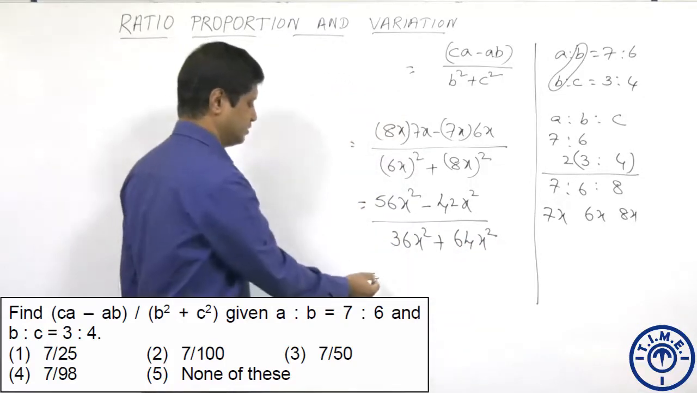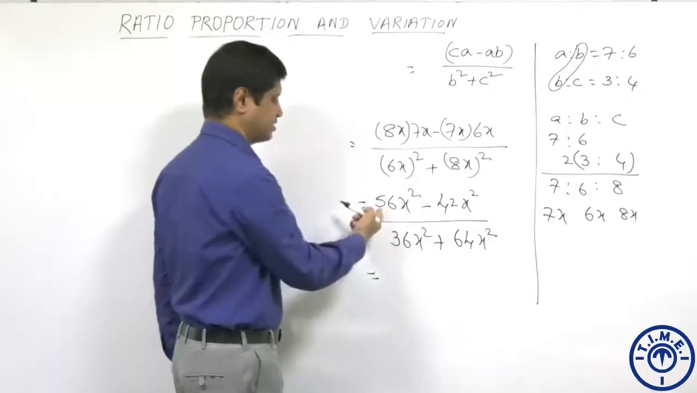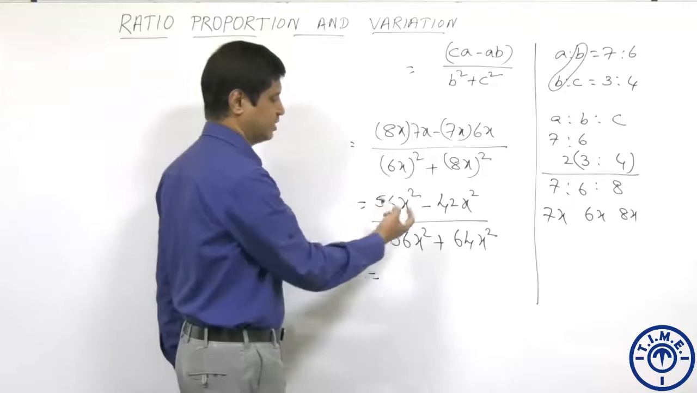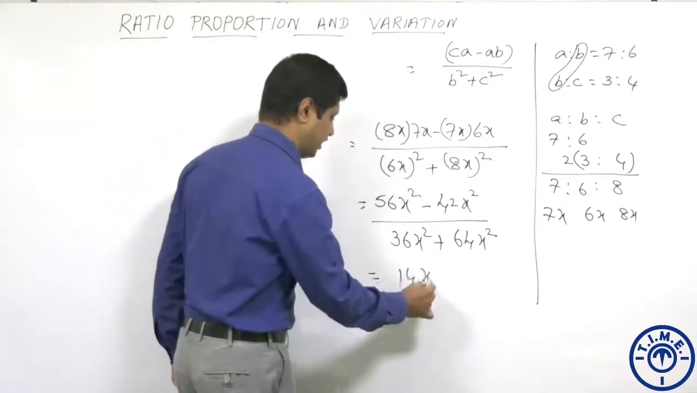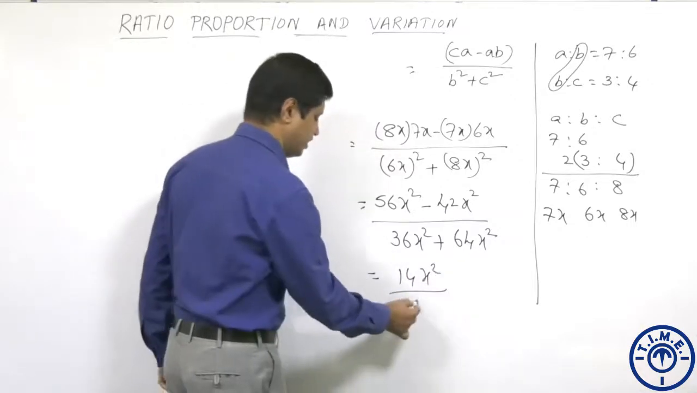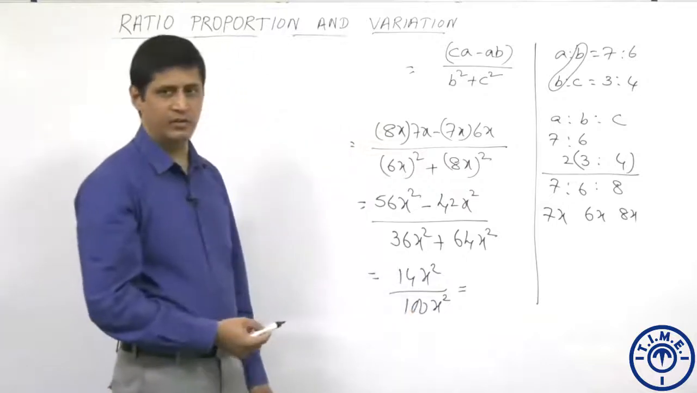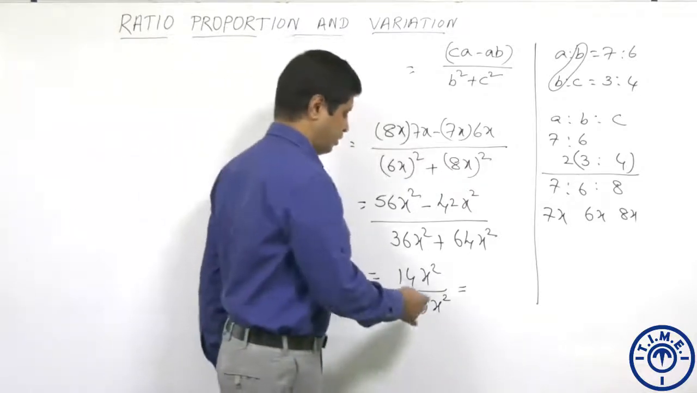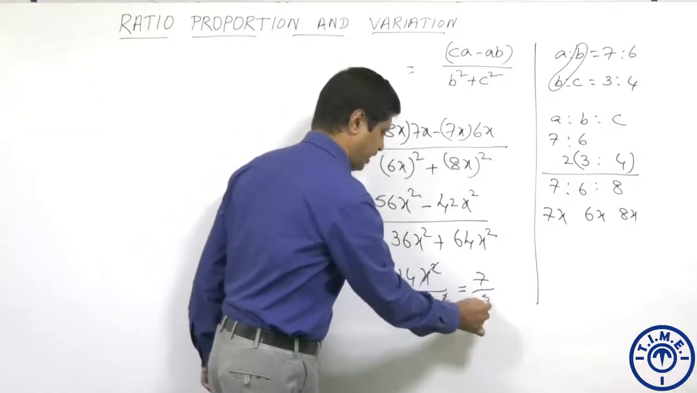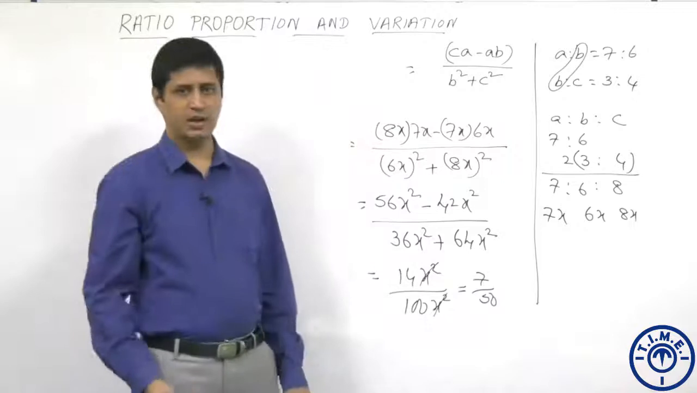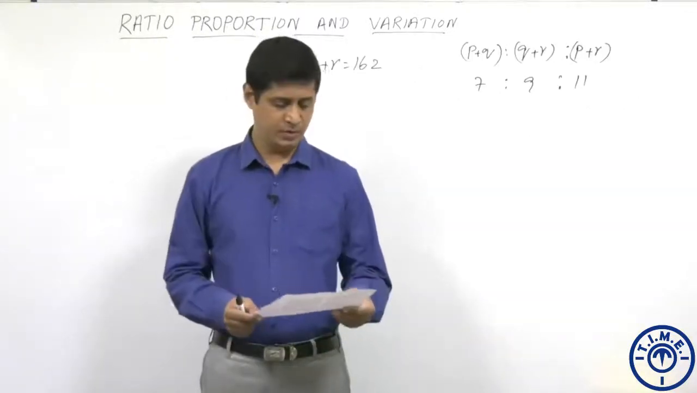Now adding the sum of the values. Now what is the difference here? 56 minus 42. How much is it? 14 x square by, what is the denominator value? It is 100 x square. Now when you simplify with 2, x square gets cancelled, the remaining is 7 by 50. Now what is the right choice? Option 3. Now look at the next example.